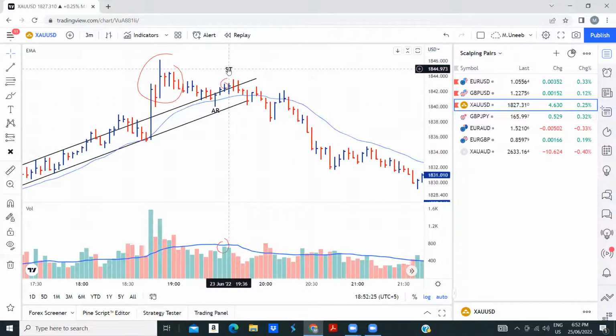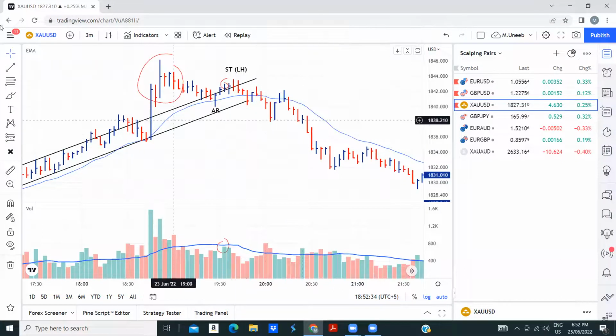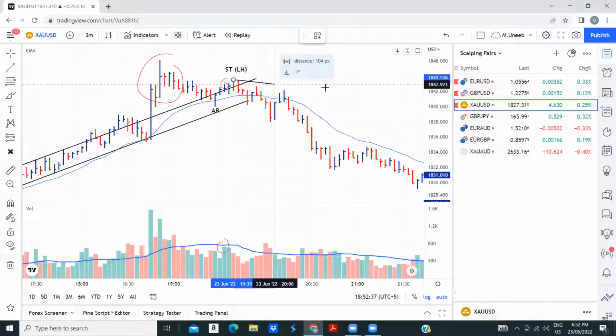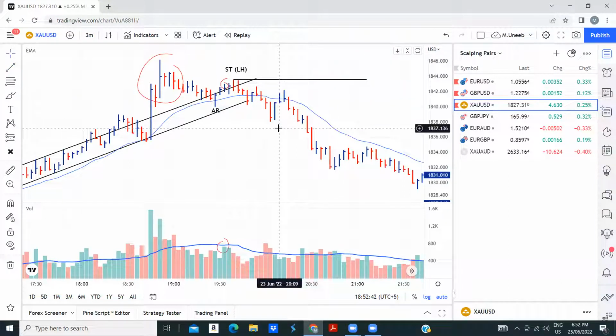Okay. And this second test has what characteristics? Lower high. Right? So as I told you, when you have a lower high, you just got it.